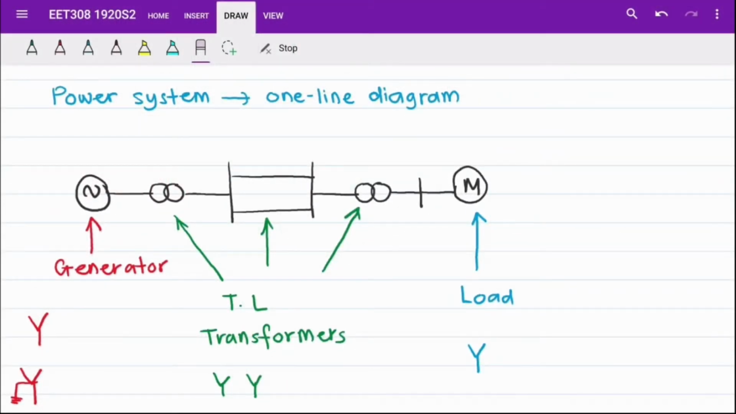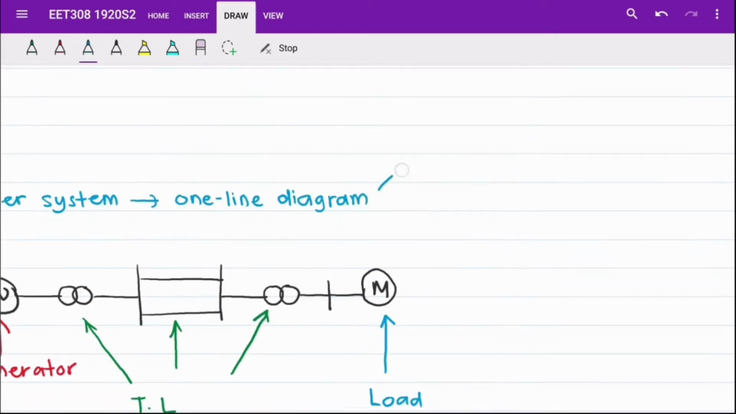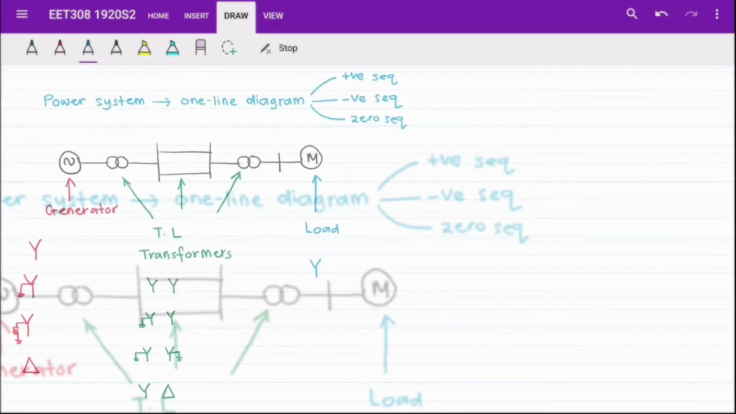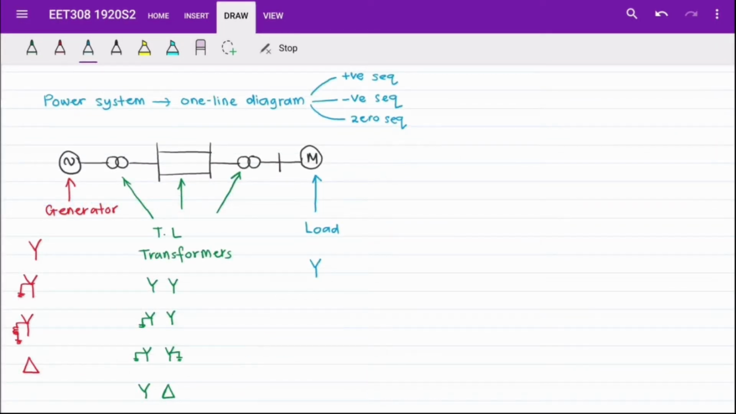To analyze the system's unbalanced fault, we must first identify 3 different sequences of the one-line diagram circuit, which are positive sequence, negative sequence, and zero sequence. Before we determine all the circuits of the one-line diagram sequences, let's take a look at the impedance connection of the generator synchronous machine.